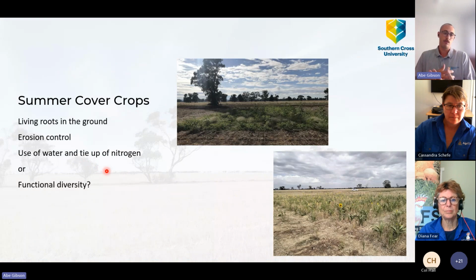Some of you may be familiar with the work of John Kirkegaard that used APSIM to model the effects of summer weeds on water tie-up and nitrogen, and the negative impact that had on yield by having summer weeds over that fallow period.